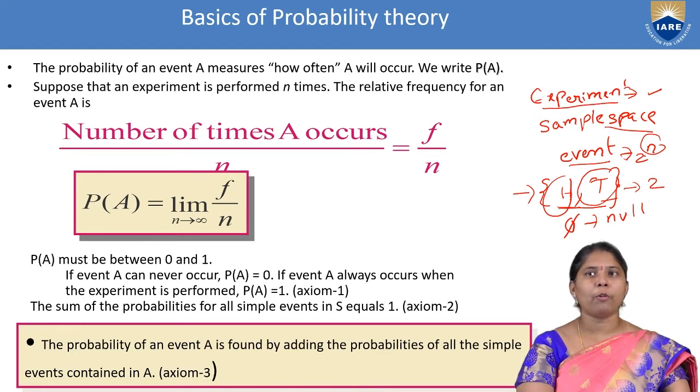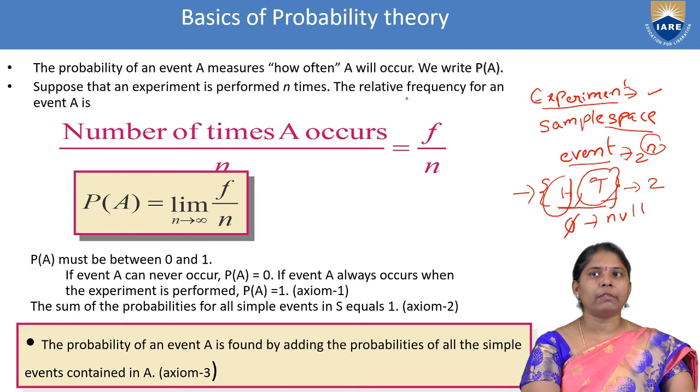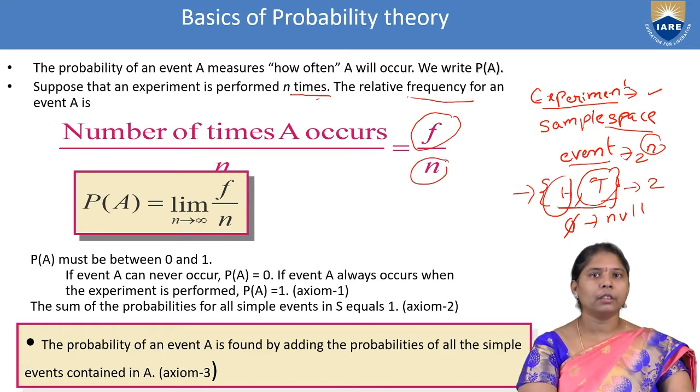In the definition of probability, we have the relative frequency definition. Suppose an experiment is repeated n times. The same experiment is repeated n times. How many times does an event A occur among the total events? That is known as the probability of event A. This can be written in mathematical form as limit n tends to infinity of f by n. Here f is the number of times the event A occurs and n is the total number of times the experiment is repeated.